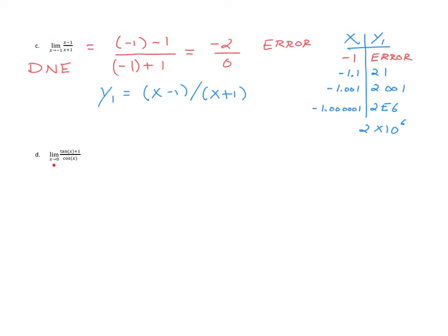In part D, I want the limit as x approaches 0 of tangent of x plus 1 divided by cosine of x. Here we're talking about radians. All right, I think I'm just going to try plugging 0 in place of x to see what happens. Will this reduce to a number? Let's see. Tangent of 0 is 0, and cosine of 0 is 1. This is 1 over 1, or simply 1, and that means the limit does exist.